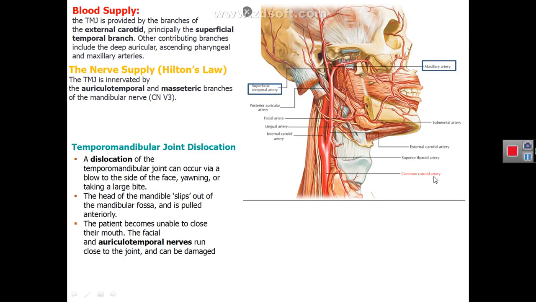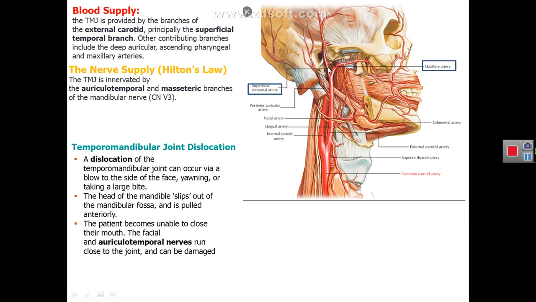Blood supply to the TM joint, to the temporomandibular joint, is from the adjacent arteries. You remember that the external carotid artery divides inside the parotid substance, inside the substance of parotid gland, behind the neck of the mandible. Here, the external carotid terminates to give maxillary artery and superficial temporal artery. The superficial temporal artery ascends up to the temporal fossa, while the maxillary artery passes to the infratemporal fossa.